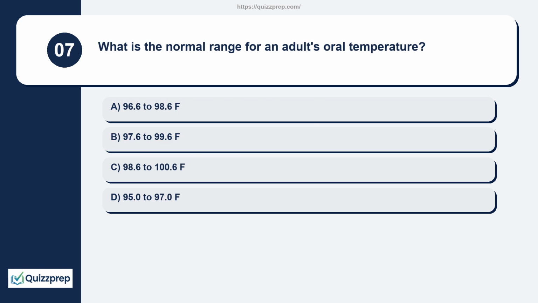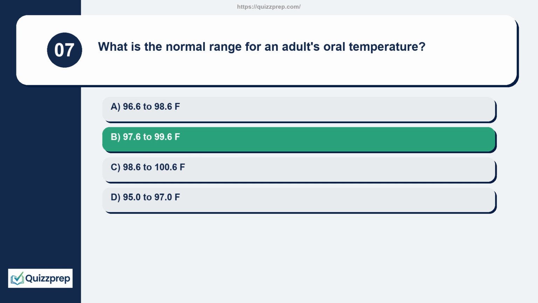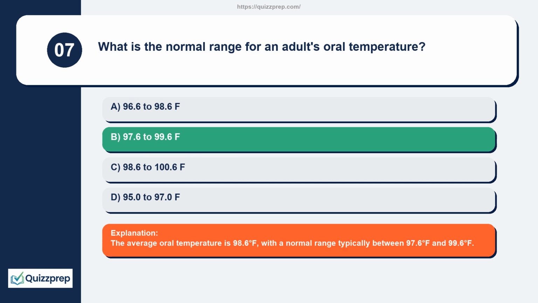Question 7. What is the normal range for an adult's oral temperature? 96.6 to 98.6 F, 97.6 to 99.6 F, 98.6 to 100.6 F, 95.0 to 97.0 F. The average oral temperature is 98.6 degrees Fahrenheit, with a normal range typically between 97.6 degrees Fahrenheit and 99.6 degrees Fahrenheit.